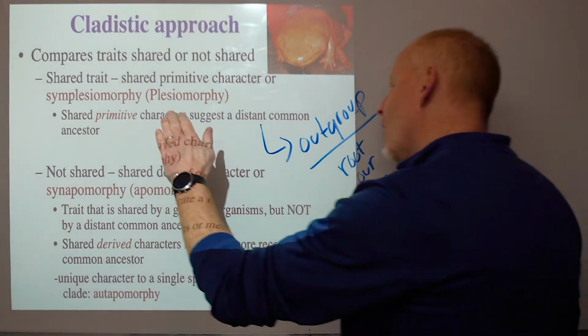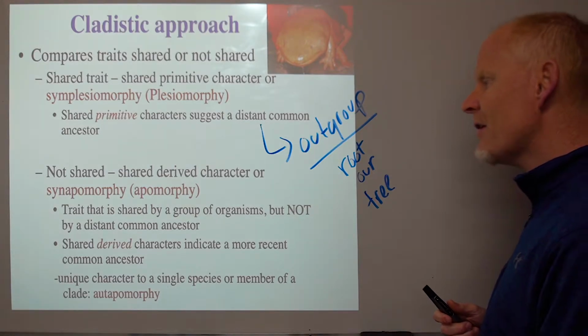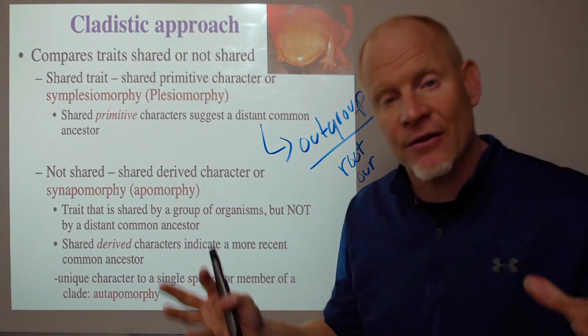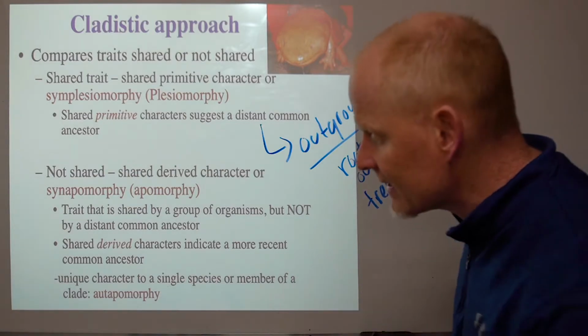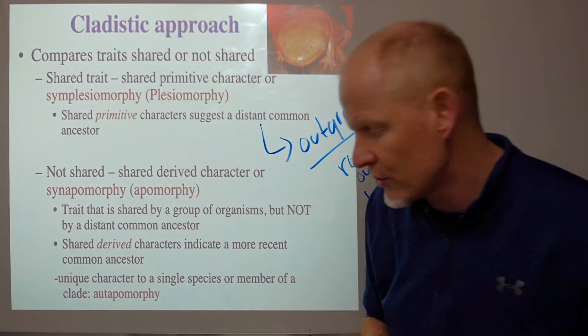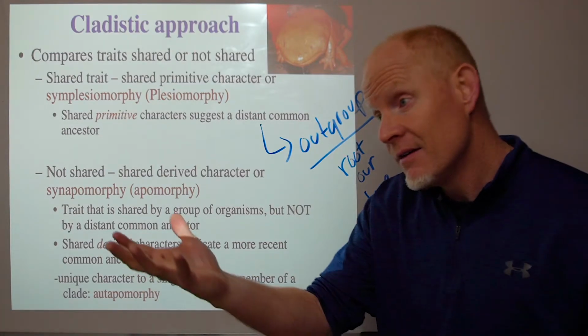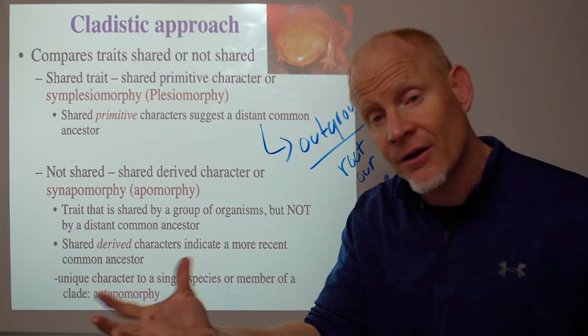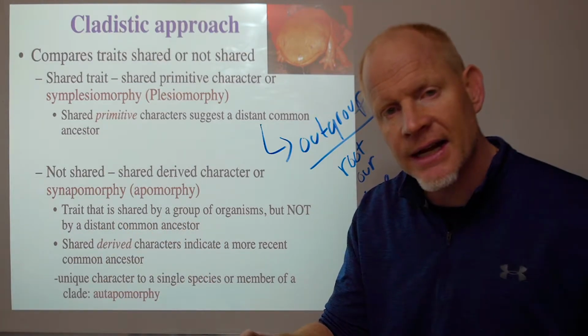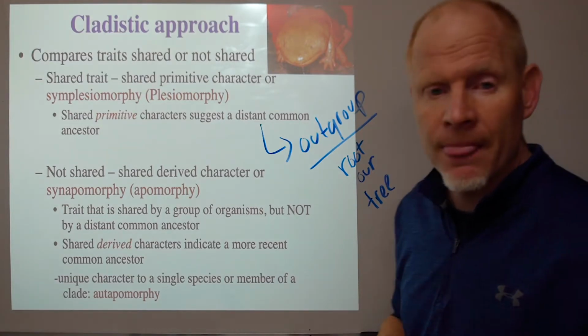Plesiomorphies are obviously older, right? Characteristics that are shared by the entire group. And every once in a while, you get a character that's not found in any of the other groups that you're looking at. And that's called an autapomorphy. Autapomorphies are unique to a single species or a single group. Like an autapomorphy for turtles is the shell, right? There are no other extant reptiles that have shells. And so that's an autapomorphy for turtles.